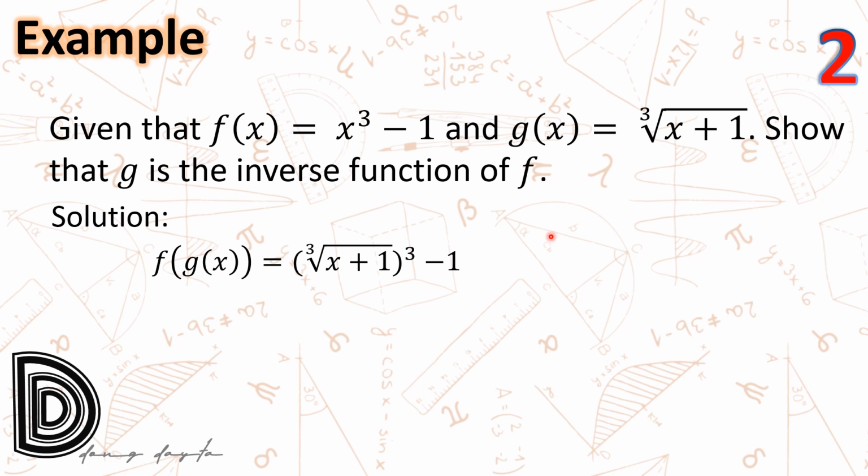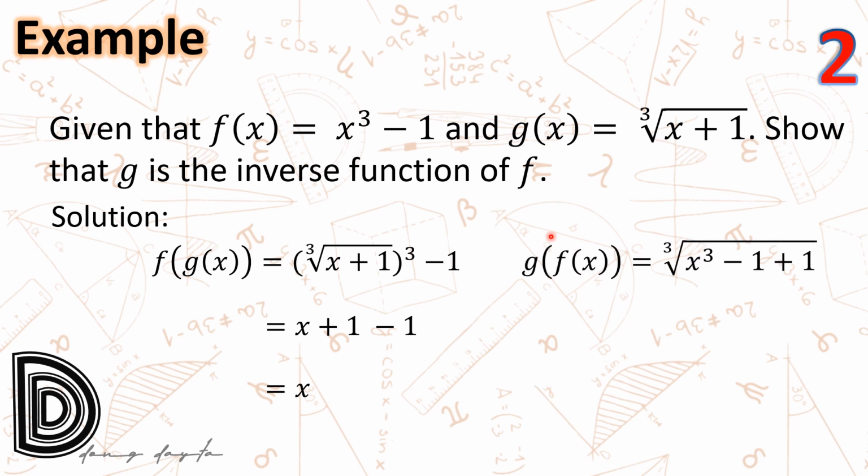Therefore, we will have f of g of x is equal to the cube root of x plus 1, open and close parentheses, cubed minus 1. So cube of a cube root, we have x plus 1 minus 1. 1 minus 1 is 0. Therefore, f of g of x is equal to x. Okay, this is one part satisfying the theorem. Let us have the other.